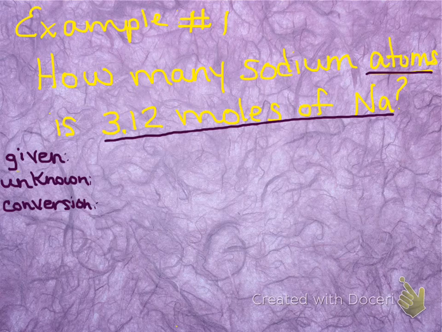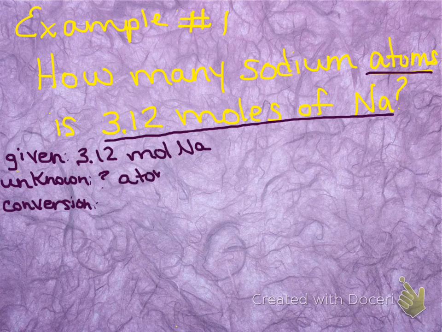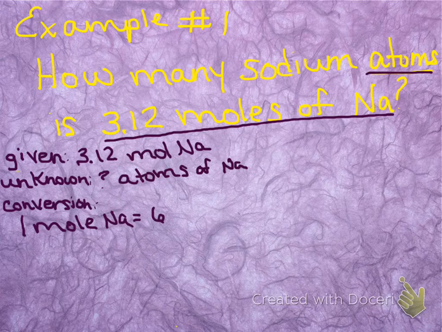Our given is always going to be the thing with the number. So in this case, 3.12 moles. I'm going to abbreviate moles as mol, moles of sodium. Our unknown is the how many. So for our unknown, we're looking for atoms of sodium. For our conversion factor, what I want you to start remembering is that 1 mole of sodium is equal to 6.02 times 10 to the 23rd atoms of sodium.